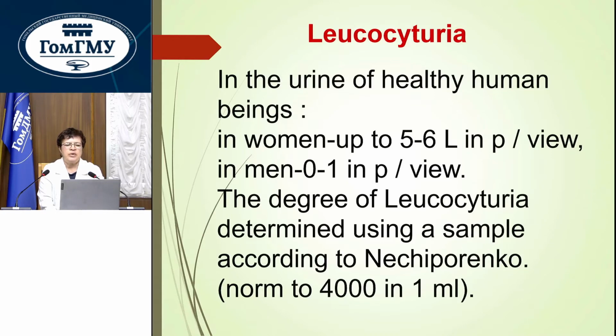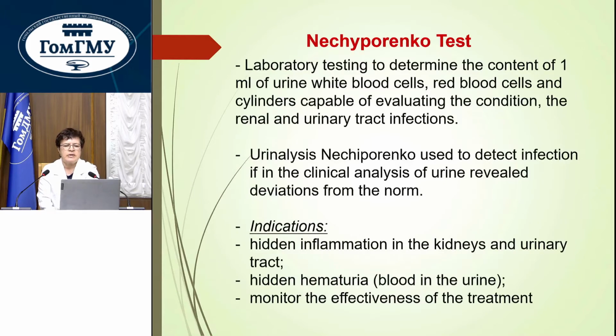Leukocyturia: in the urine of healthy human beings, in women up to 5 to 6 leukocytes in the field of view, in men from 0 to 1 in the field of view. The degree of leukocyturia is determined using a sample according to Nechiporenko test.